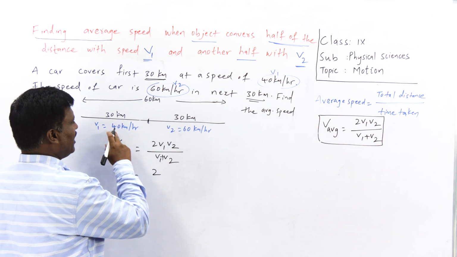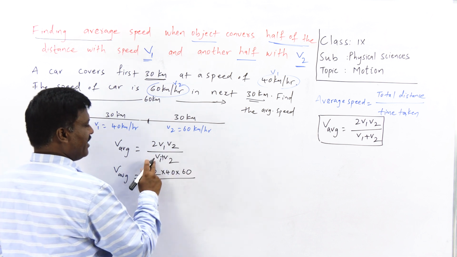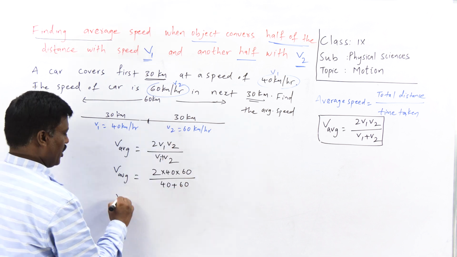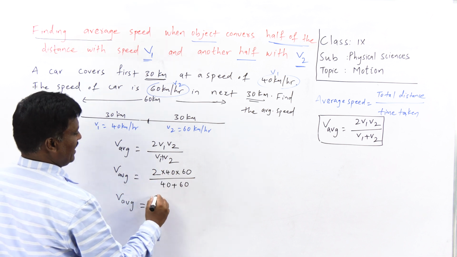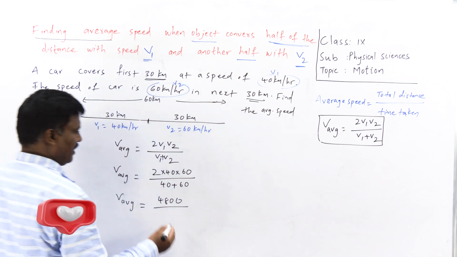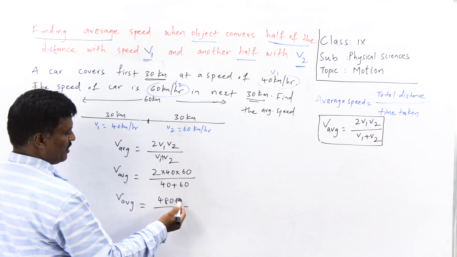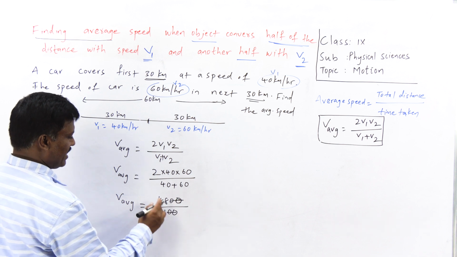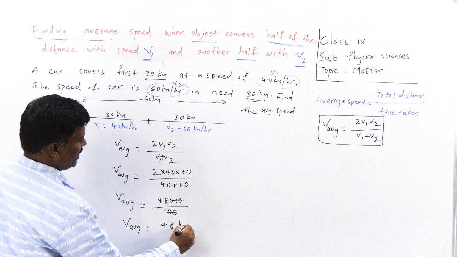2 into V1 value 40, into V2 value 60, by V1 plus V2, that is 40 plus 60. Now average speed is equal to 2 4s are 8, 8 6s are 48. Here 2 zeros are there, 4800. Don't multiply like 40 times 60, it takes more time. Multiply the digits directly, then keep whatever number of zeros there are, and you'll get the answer. Now 40 plus 60 is 100. These two zeros cancel. 48 by 1 is 48. Then the average speed is equal to 48 kilometers per hour.